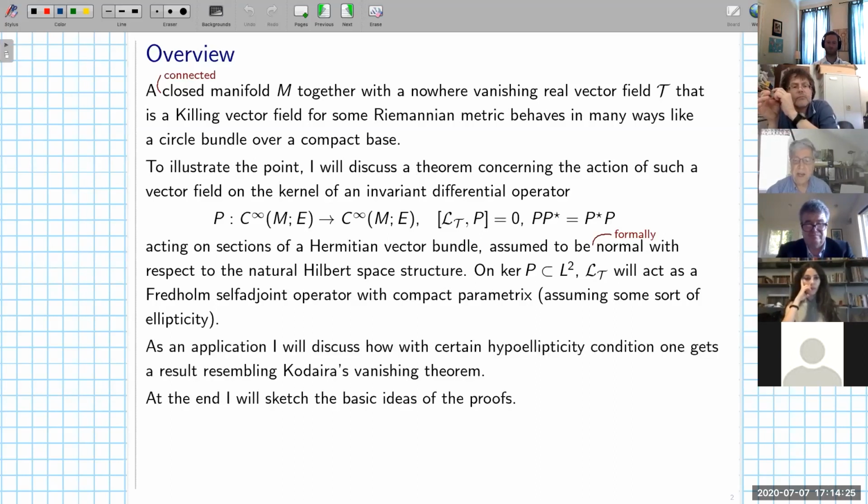And then the application is that somehow this is related to hypoellipticity, in this case. I will tell you exactly in what sense. One gets a theorem which is similar to a Kodaira vanishing theorem. And then I will tell you what the proofs are. There's a bit about the proofs.